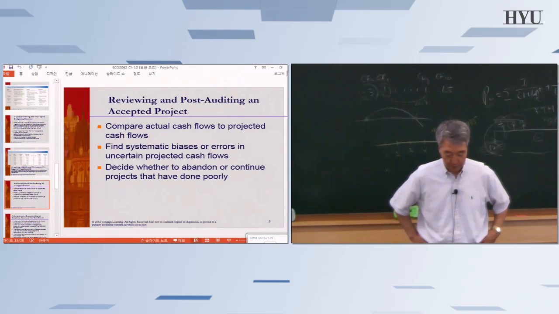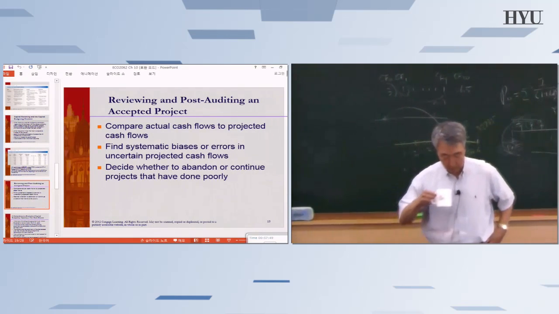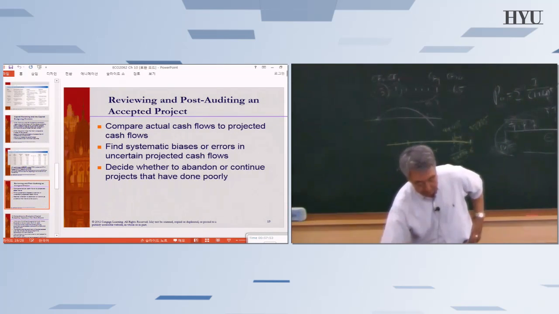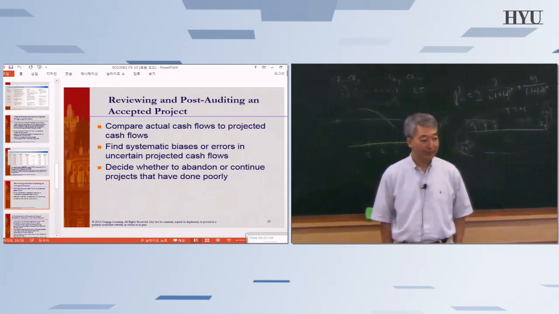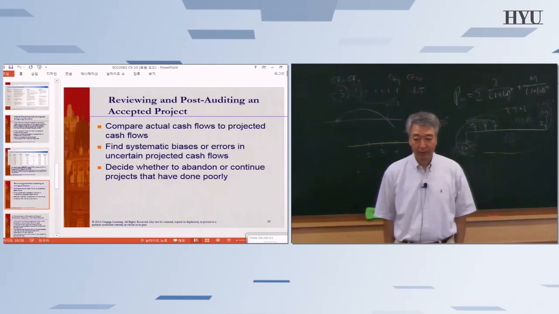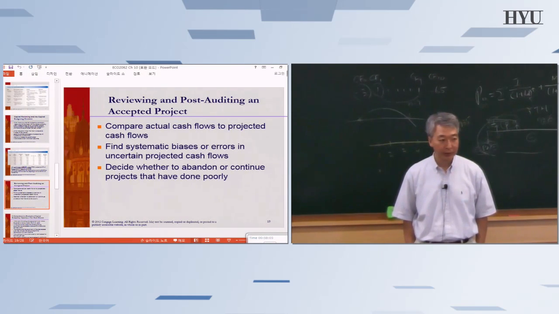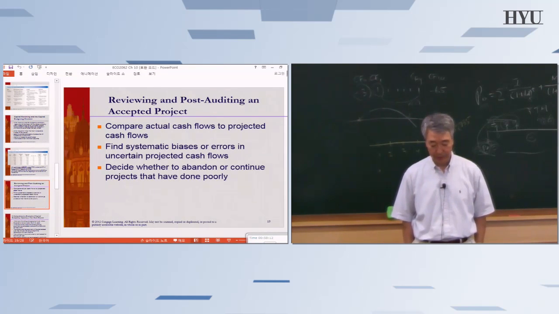Of course, you have to compare the actual cash flows to projected cash flows. See if you can find the systematic bias or systematic error, right? Why not unsystematic bias? Do you need to worry about unsystematic bias or error? Yeah. It's not like you can account for something unsystematic in the future anyway. That's right. So that's the reason why they say systematic here, right?